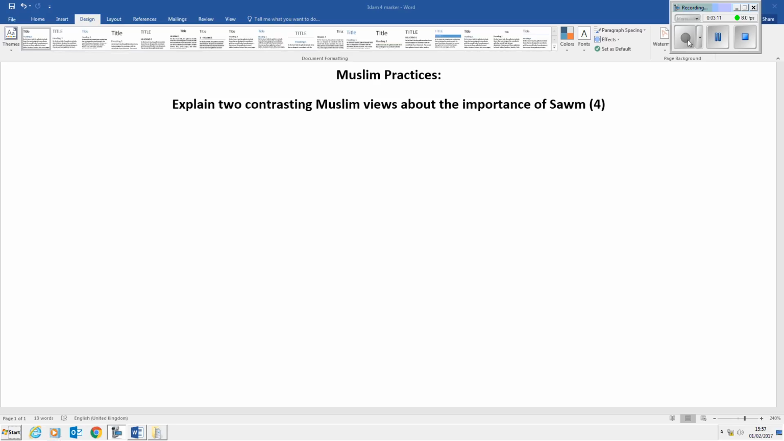So that might seem all a bit confusing at the moment, but what the Rev and I are going to do now is take a typical 4 marker. It's on page 146 in your textbook, and the example we're going to do is this one. Explain 2 contrasting Muslim views about the importance of Sawm. I'm going to pass over to the Rev, who's going to take you through it.